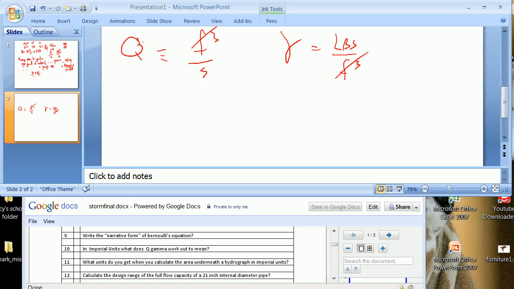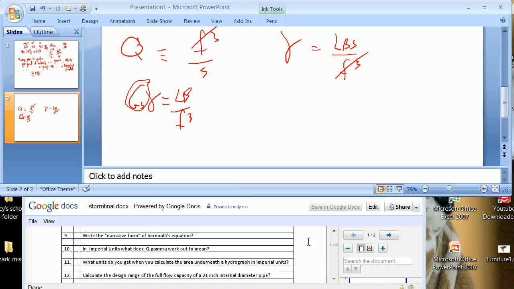Remember, I talked about Q gamma being one thing you'll see a lot of, and the other one being G sub S gamma, which still has the same units of pounds per cubic foot because specific gravity is unitless.